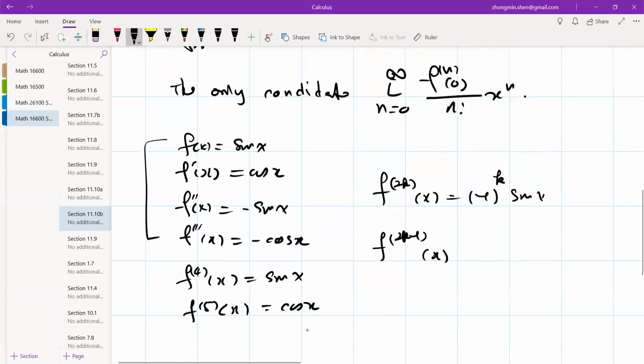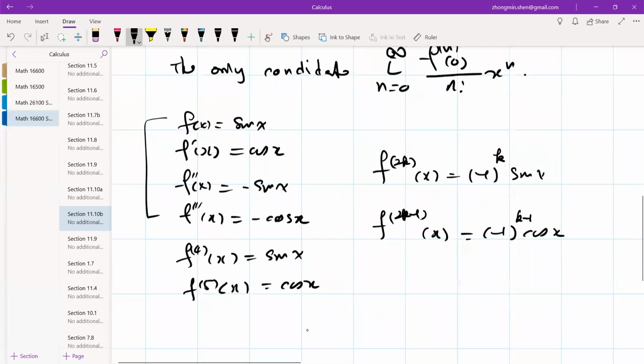Then for the other number, 2k minus 1, this should be cosine x. I have to put the integers, right? So when k equals 1, it should be positive. So that means the exponent should be k minus 1 here. When k equals 2, you get a negative cos x. Okay, so these are the formulas we have, and then evaluate at the 0 point, it's going to be 0 anyway. This is going to be negative 1 to the power k minus 1.